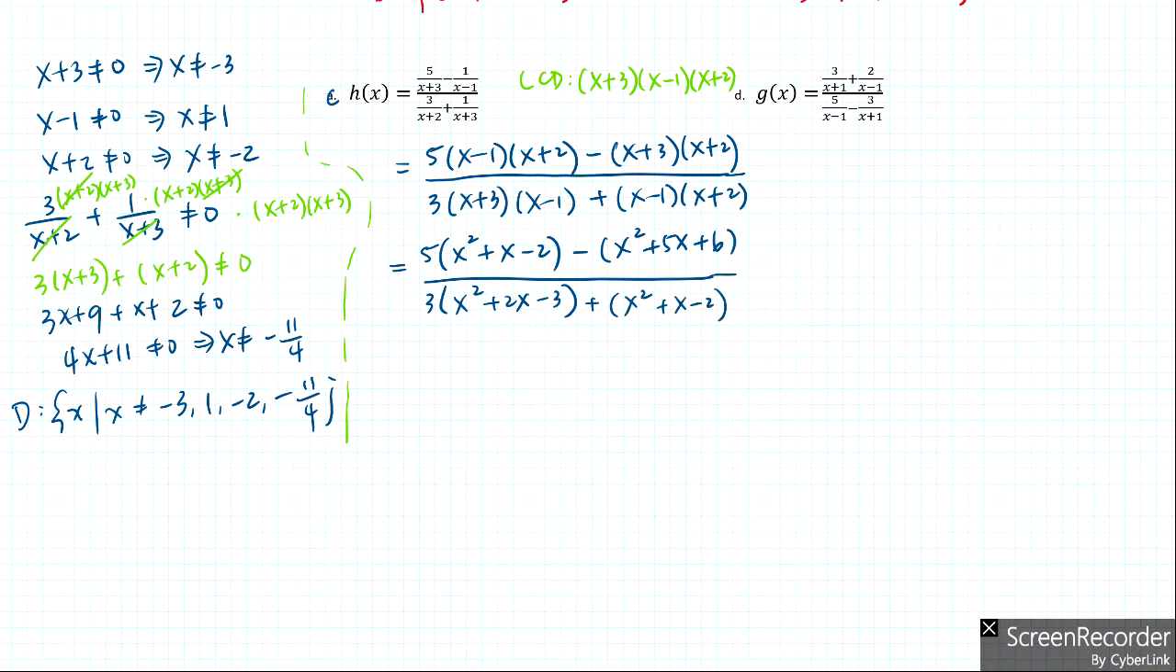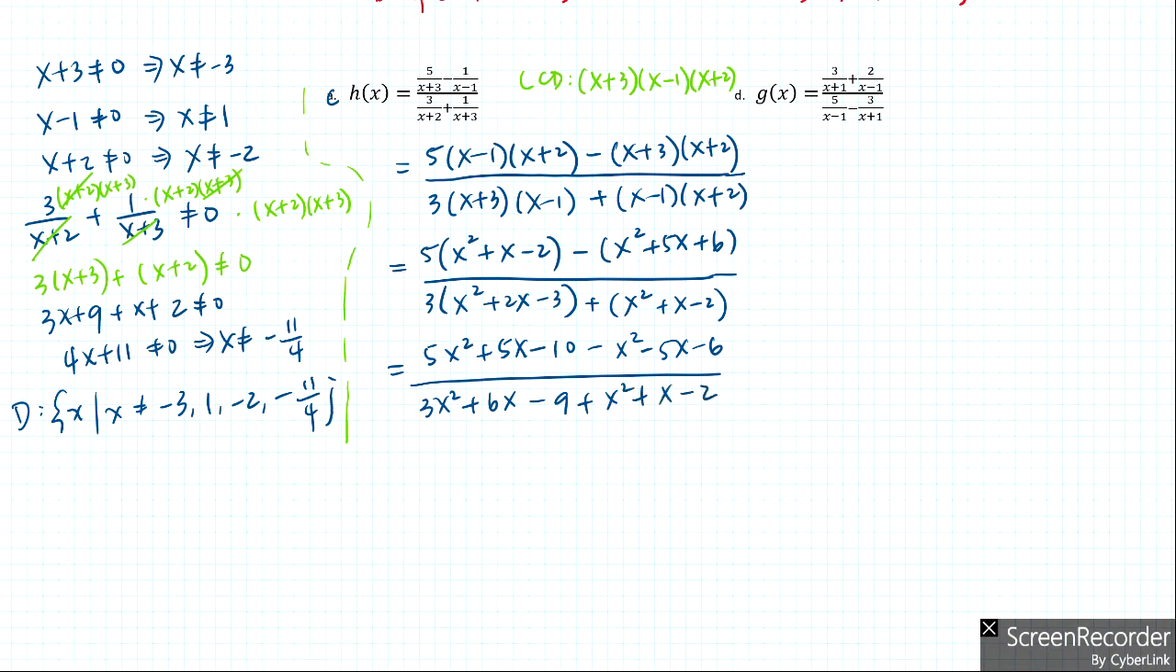Alright, so after doing all the FOIL process, I can go ahead and distribute all the things to get rid of all the parentheses. So that's my goal next. So 5x squared plus 5x minus 10 minus x squared minus 5x minus 6 all over 3x squared plus 6x minus 9 plus x squared plus x minus 2. No more parentheses, so we can combine like terms with no issue.